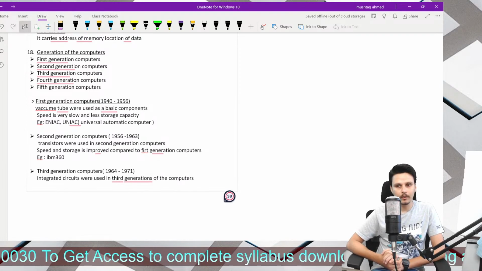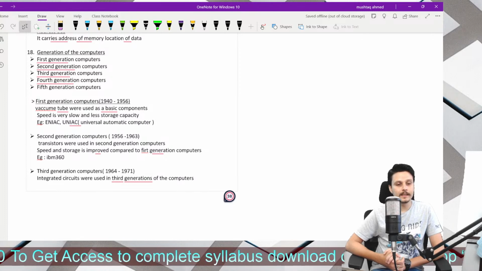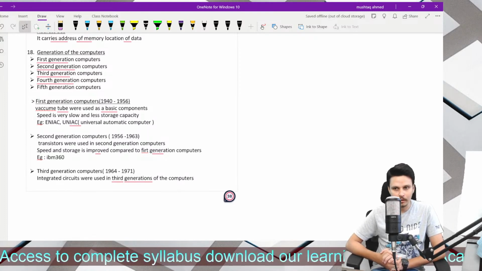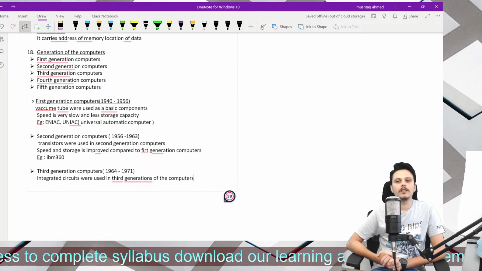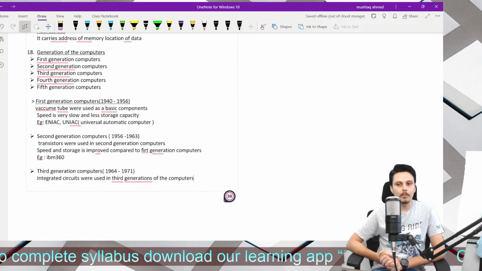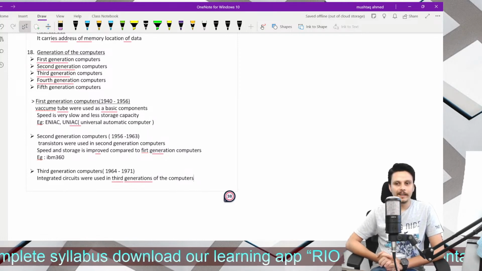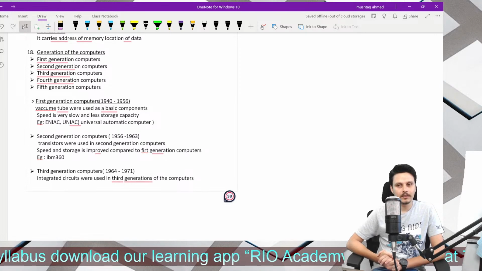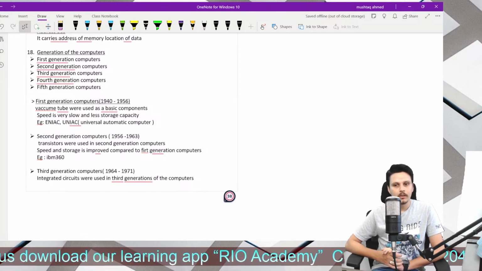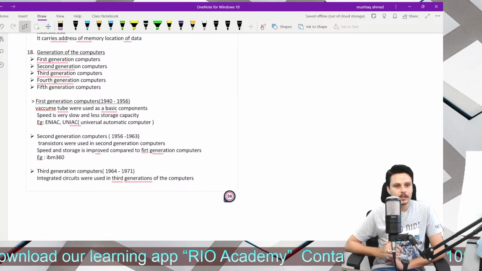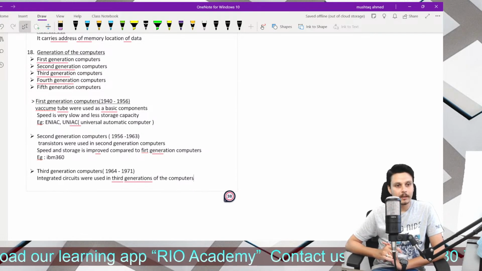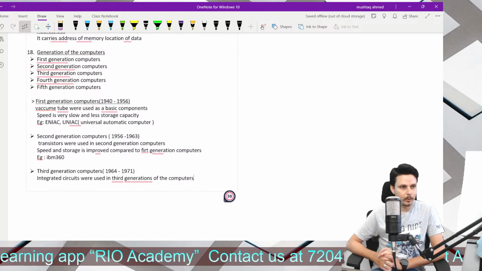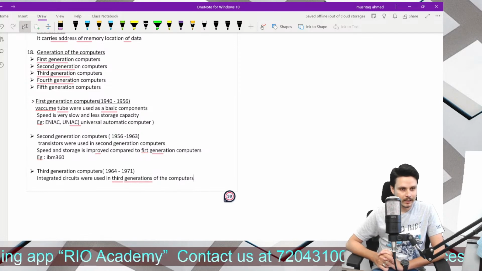You will get one question from these generations of the computer. It is a definite question. Just remember these components: transistors, integrated circuits, vacuum tubes. All these were used in generations of the computers. They may ask a question like, which component is used in third generation of the computers? The answer is integrated circuit.